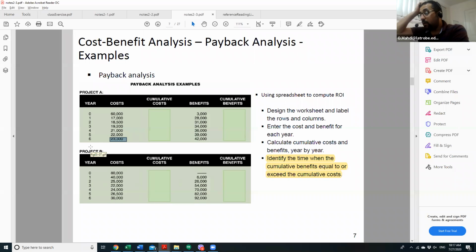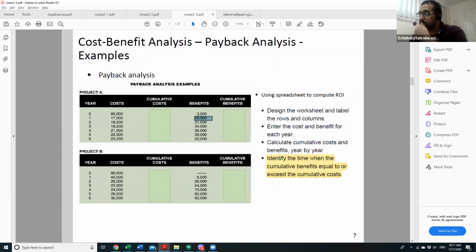All right. Now look at the benefits here. The first year benefit is what here? Is 3,000, just 3,000, right? And then it became what? 28,000, 31,000, 34, 36 till 42. So the main point here is that the cost always goes down year by year, while the benefits, of course, go up year by year. Okay, so this is so important in order to make a decision for any project.